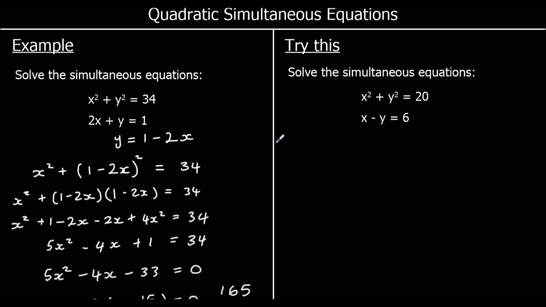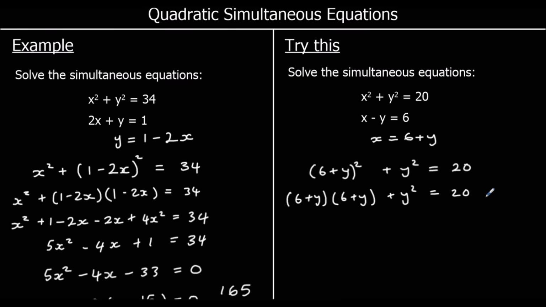We need to make our second equation, our linear one, either x equals or y equals, and we can do that by plussing y to both sides. So we can say x is 6 plus y, or y plus 6. And let's substitute that in for x this time. So in the top equation, I'm going to change x into 6 plus y. So that will be 6 plus y squared plus y squared equals 20. 6 plus y squared means 6 plus y times 6 plus y.